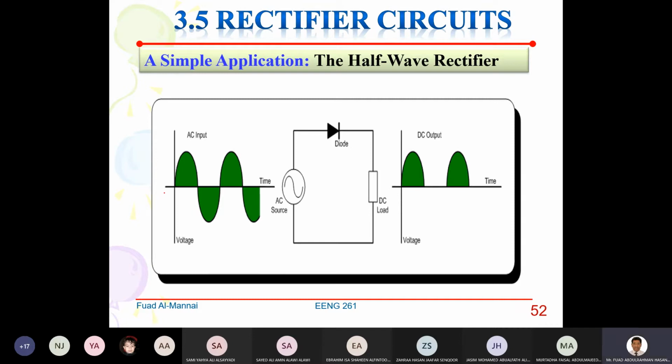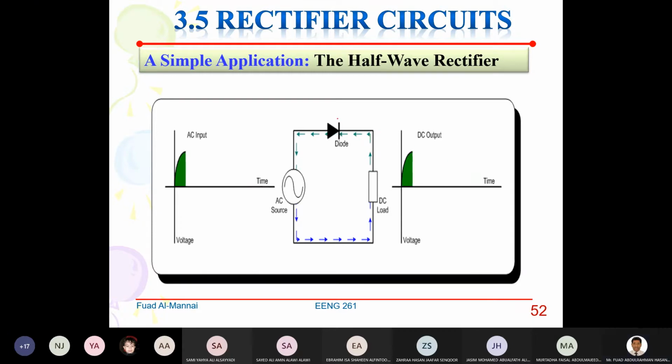Okay, we start again. See the positive? The diode is an ideal diode, so the whole positive half cycle appears here. During the negative half cycle, the diode is off, so you will not see it at the output. And then you will see this.